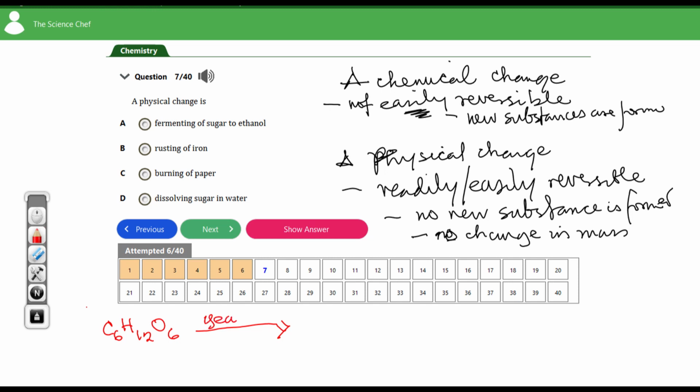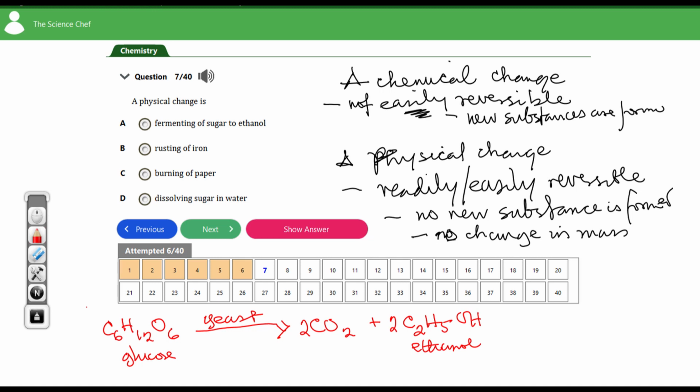Yeast, to give us what? CO2 and C2H5OH, right? Now this is your glucose or your sugar, this is carbon dioxide, this is your what? Ethanol. So what happens here?